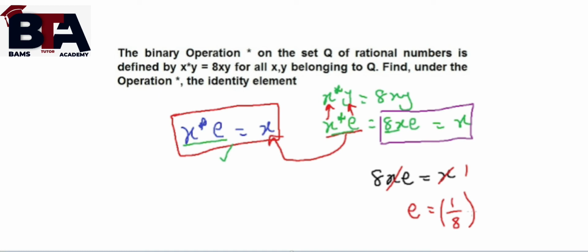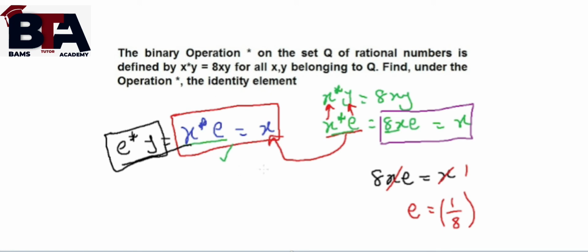And to fully satisfy this condition, you still need to get another condition to be satisfied. That means if I also have e asterisk y, this must be equal to y as well, right? That means if I try it the other way, I should still get the same identity element. Identity element is always the same.